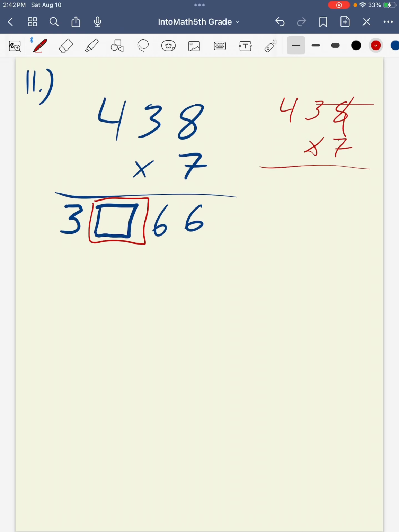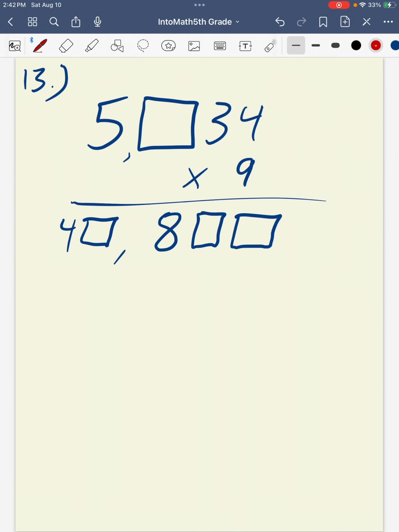Starting with the ones, 7 times 8 gives us 56. I carry my 5 over here into my tens place. 7 times 3 is 21, plus an additional 5 makes it 26, so I carry over a 2 into my hundreds place. Lastly, I have 7 times 4, which gives me a product of 28 plus 2 equals 30. Following this, it looks as though the missing number that fills this box is 0 to make it 3,066.